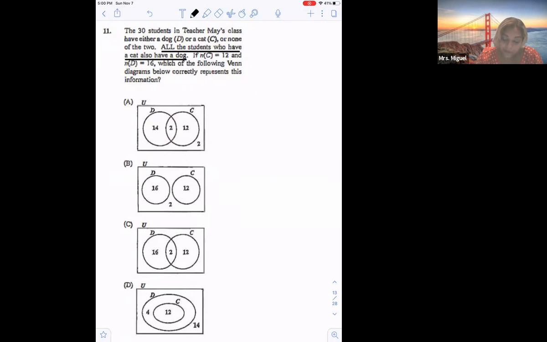So n(C) is equal to 12, right? Then n(D) is equal to 16. So it means that four persons have a dog only, and 12 of them have a dog and a cat. So let's look at the diagram and we will pick out our answer. They said that n(C) is equal to 12. So let us look at the options given.